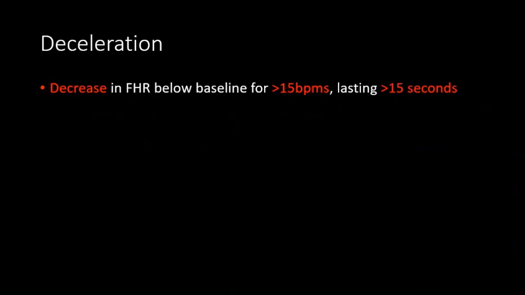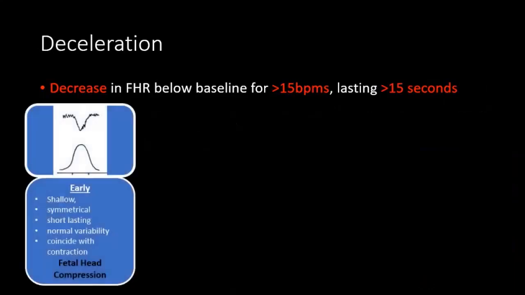Next is deceleration, probably the most confusing component in CTG interpretation. Deceleration is defined as a decrease in fetal heart rate below the baseline for more than 15 beats per minute, lasting more than 15 seconds. This is what we call an early deceleration. It is shallow. Remember the word symmetrical. It is symmetrical and short lasting, it has normal variability within the deceleration, and it coincides with the contraction. This represents fetal head compression and is rarely associated with fetal hypoxia.